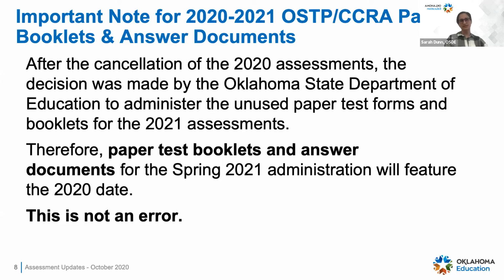So if you have students who have a paper pencil accommodation and you're shipped test materials, so test booklets, answer documents, and they say 2020 on them, this is not an error. It's supposed to say 2020. It will be for the 2021 administration, but they will have the 2020 date on them.